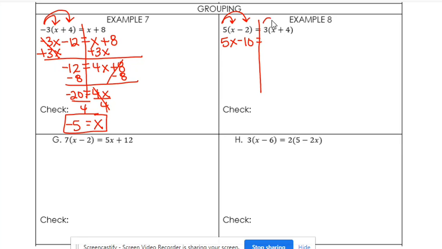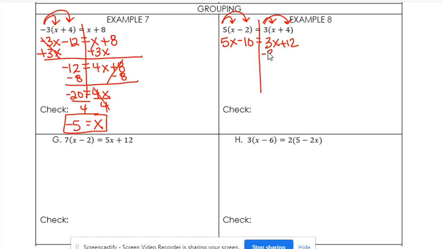On the right side, we're going to do 3 times x, which is 3x, and 3 times positive 4, which is positive 12. Do we have any like terms that we can combine? Nothing on the left that can be combined, nothing on the right that can be combined. Do we have variables on both sides? Yes, we have 5x on the left and 3x on the right. So let's move the smaller one.